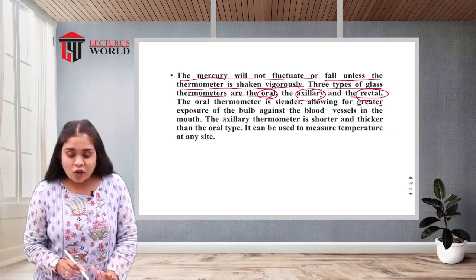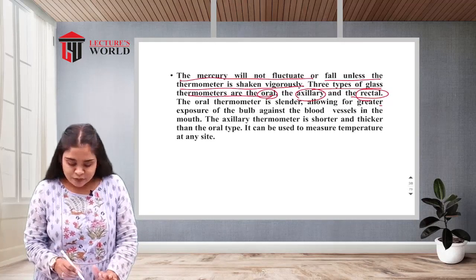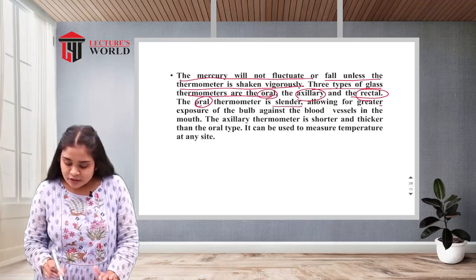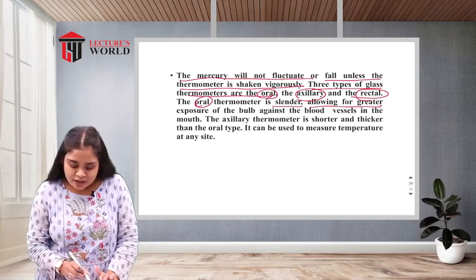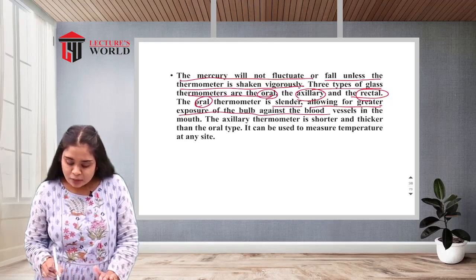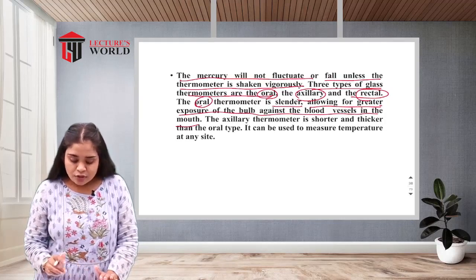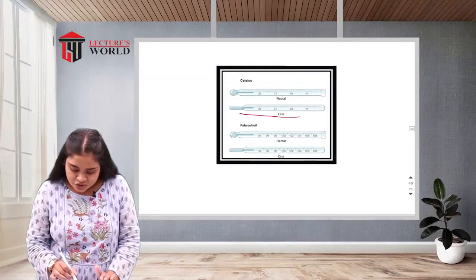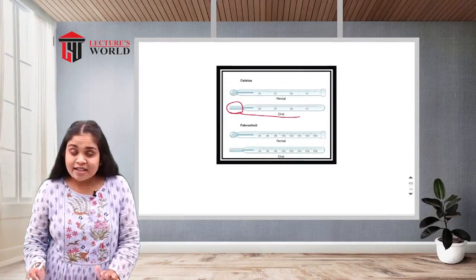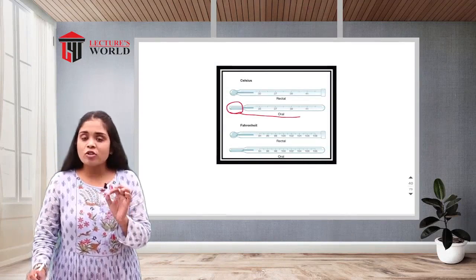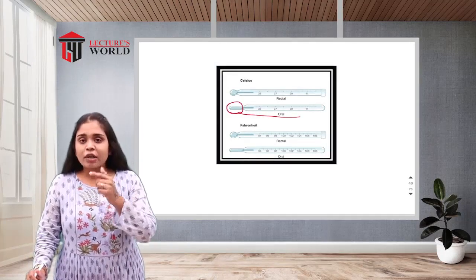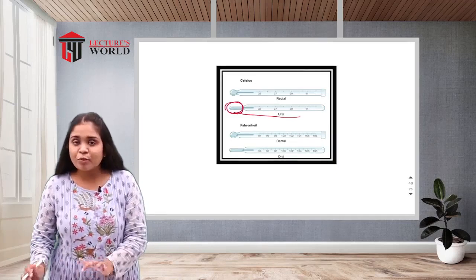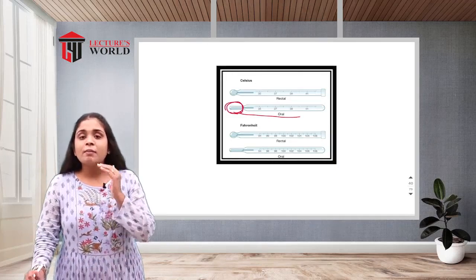Here we will talk about how they look. The oral thermometer is slender, allowing for greater exposure of the bulb against the blood vessels in the mouth. You can see this is the oral thermometer. Here the bulb area is slender in shape, and also wider. This part we are going to keep under the patient's tongue.